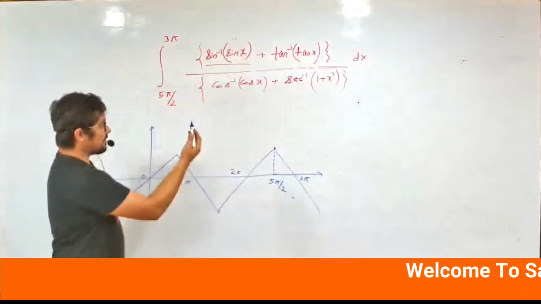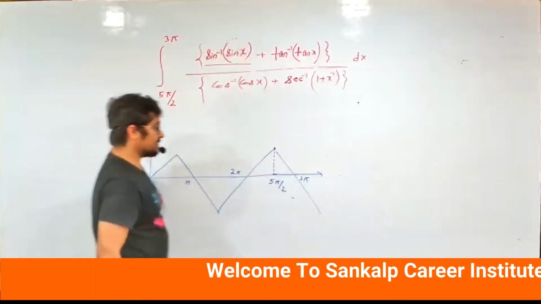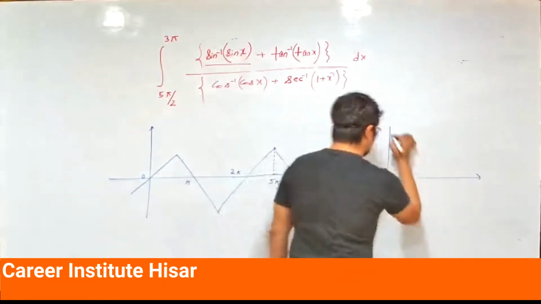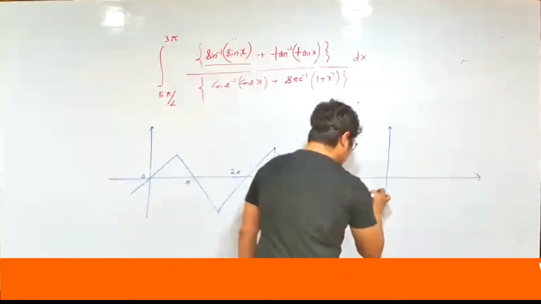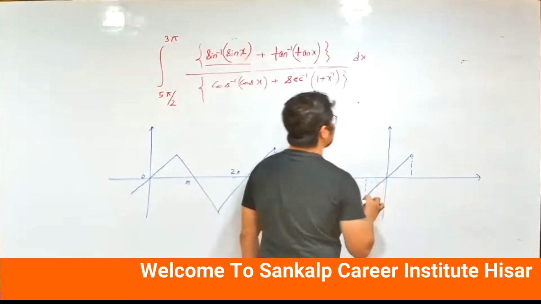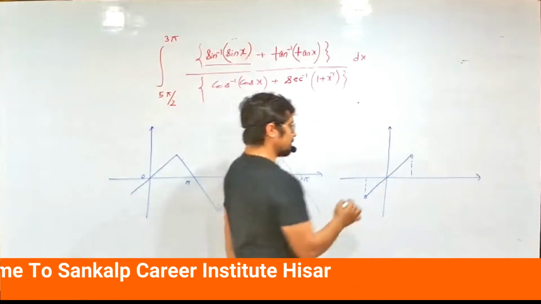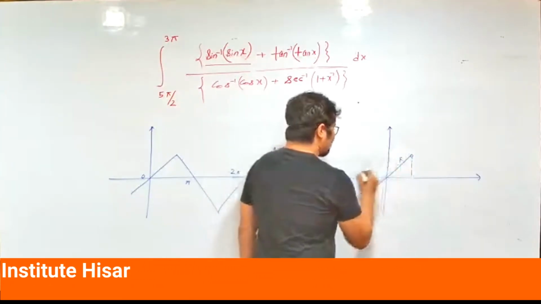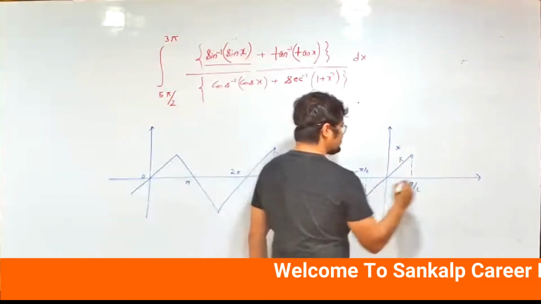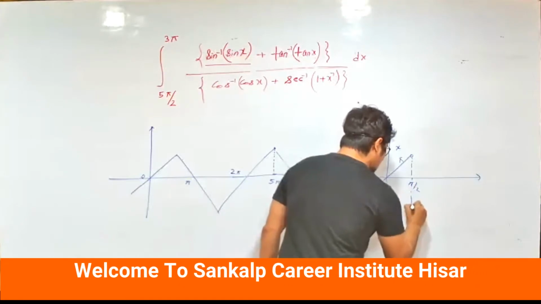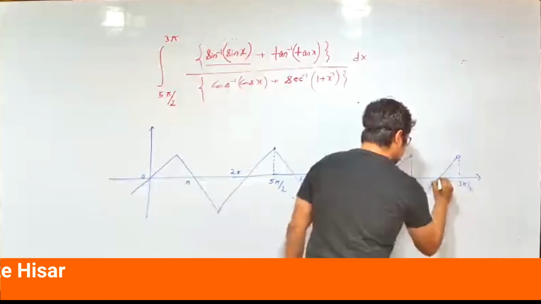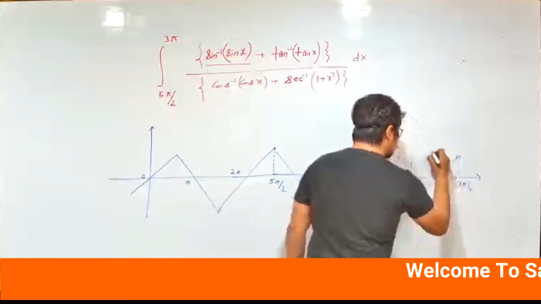In a similar way, we should also draw the graph of tan inverse tan x. So let's draw this graph. Now, as I have already told you, the slope of tan inverse tan x is always equal to 1. So in the span of minus pi by 2 to plus pi by 2, tan inverse tan x is basically x. And from pi by 2 to 3 pi by 2, tan inverse tan x is x minus pi.